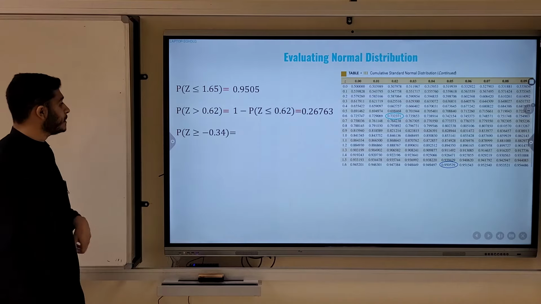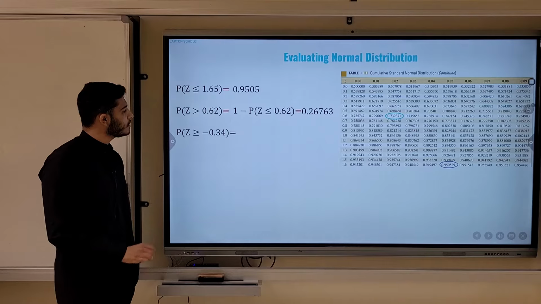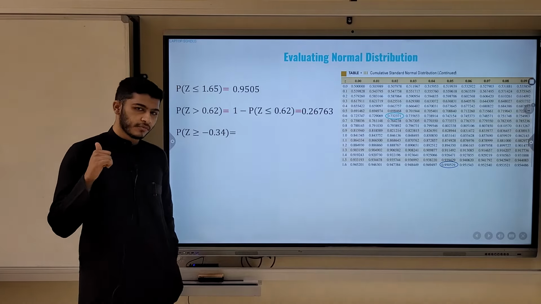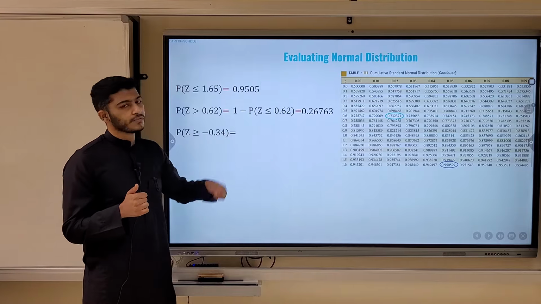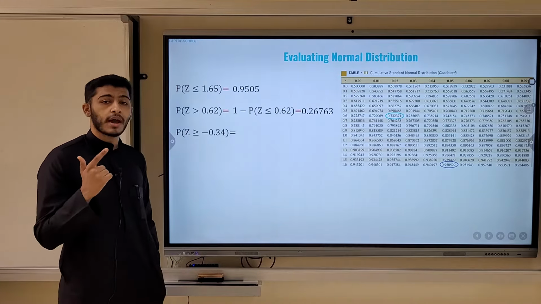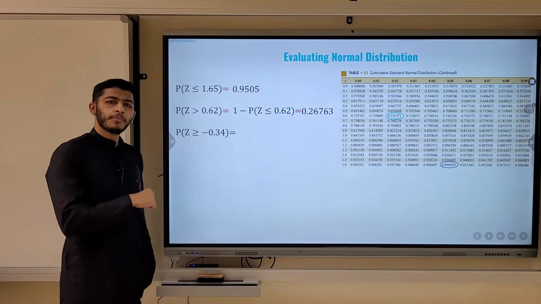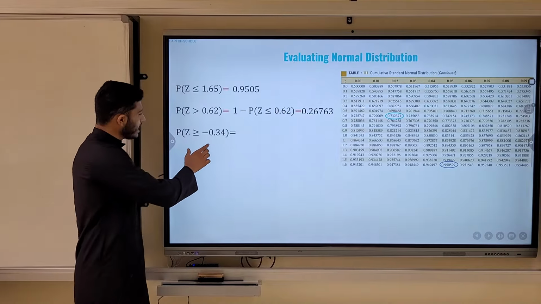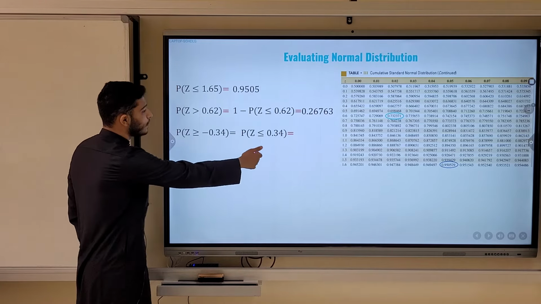Next, the probability of z greater than or equal to minus 0.34. Let's ask our questions. Is the expression cumulative? No, it is not. Does the sign of the outcome match the signs of the values of z? No, it doesn't. So both questions are answered no. Well, do you remember how we solve this one? Remember the property we talked about earlier in the visualizing slide. Instead of using this, we can just flip them around.